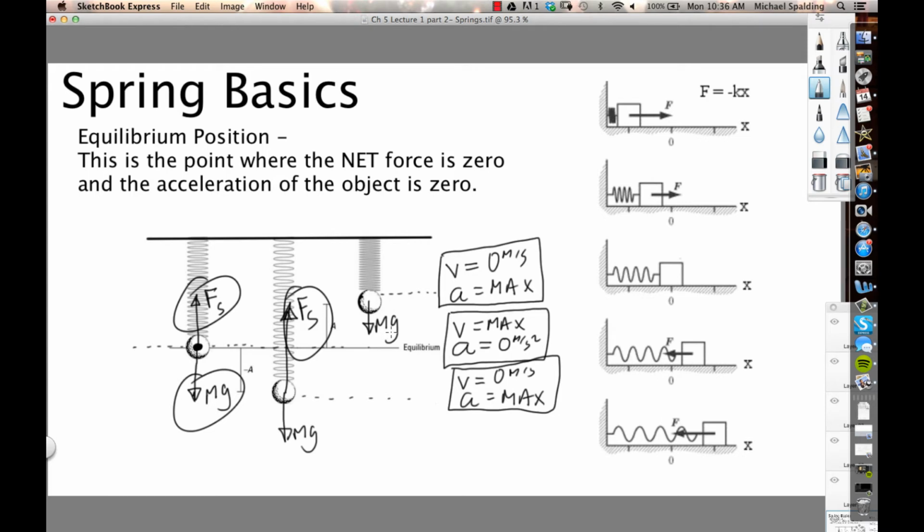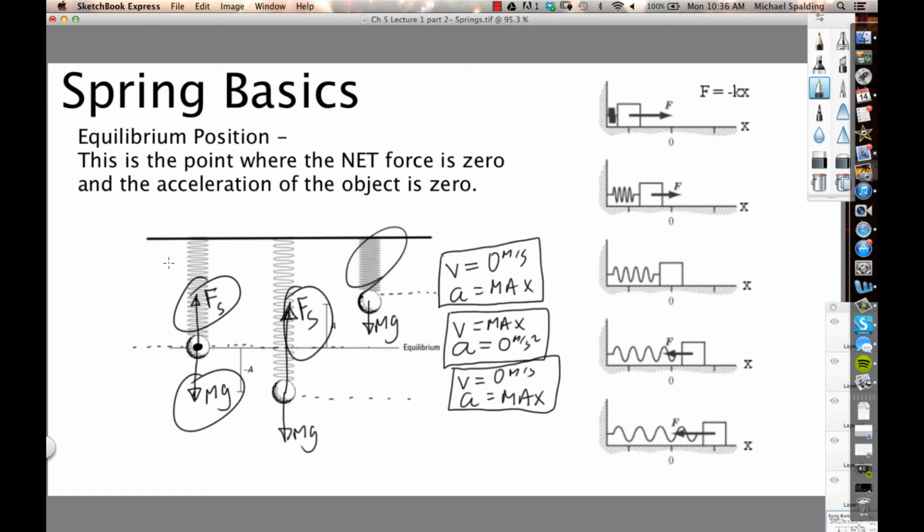mg. There's no force of spring up there. Why is there no force of spring? Because the spring is totally what? Limp. It's totally like a spaghetti noodle. It's loose. Okay? So, all right. Equilibrium is where acceleration is zero.